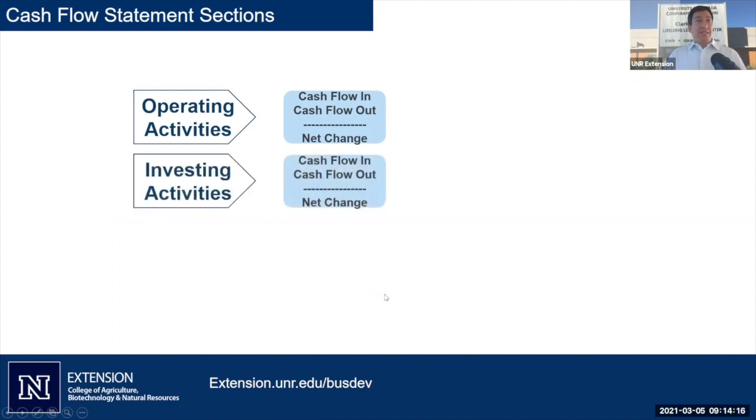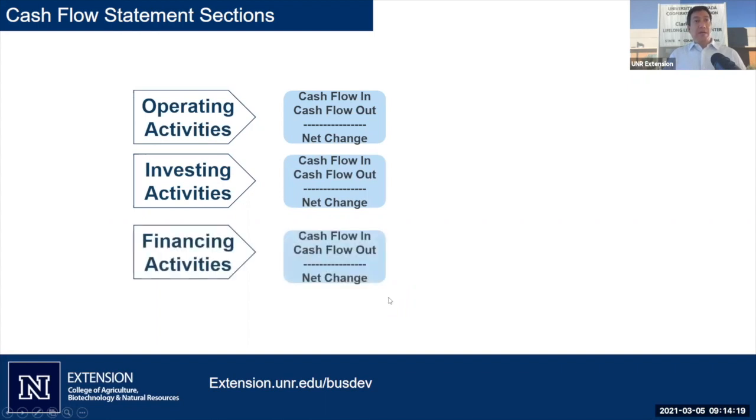We have the investing activities, and we have the financing activities. All these sections, operating, investing, financing, have their cash in, cash out, and you can come up with a net change. Cash in, cash out, net change. But these different sections will measure different things on why the money is coming in and why the money is coming out. What's the purpose of the money coming in and what's the purpose of the money coming out?